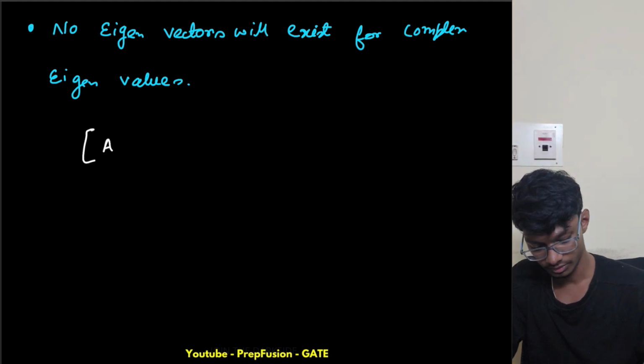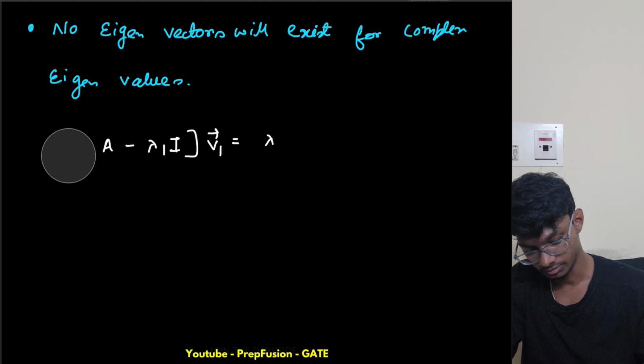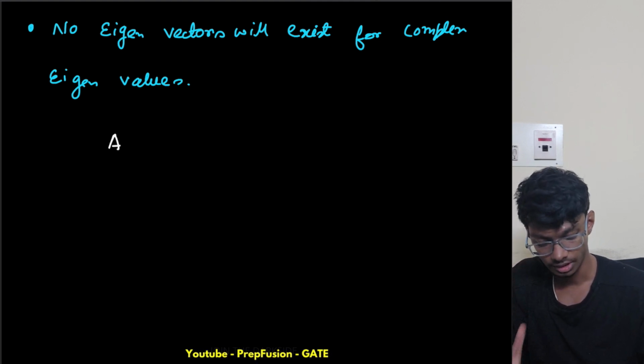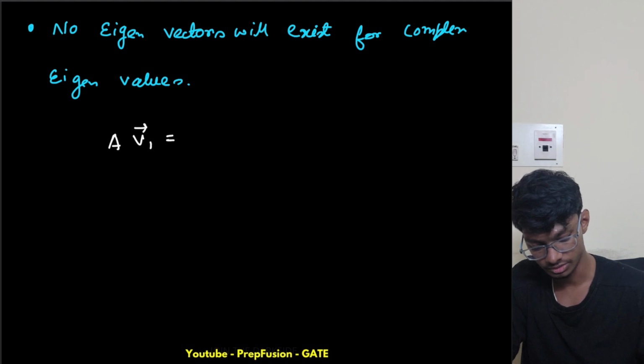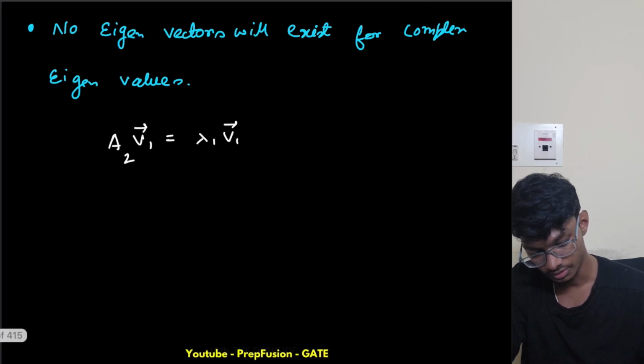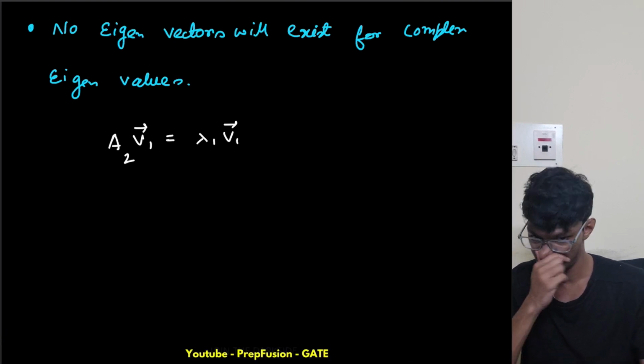So what I will do, A minus lambda 1 I into v1 equals to, oh sorry, I'm doing this wrong, I should do it like this. We can solve like that also, but I'll do it like this. So A times v1 equals lambda 1 times v1. This is A2, right? So here I should write A2 times v1 equals lambda 1 times v1.